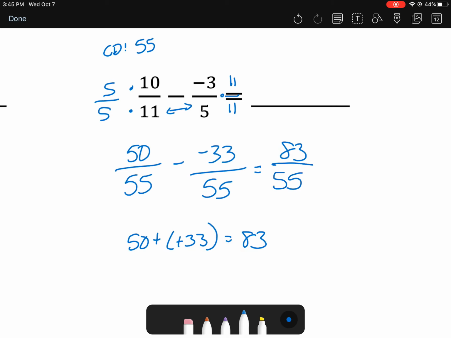Is there any numbers that can go into the top and bottom? No. So you can leave it at 83 over 55. If you want to change it to a mixed number, you can go ahead and do that. It should equal 1 and 28 over 55.